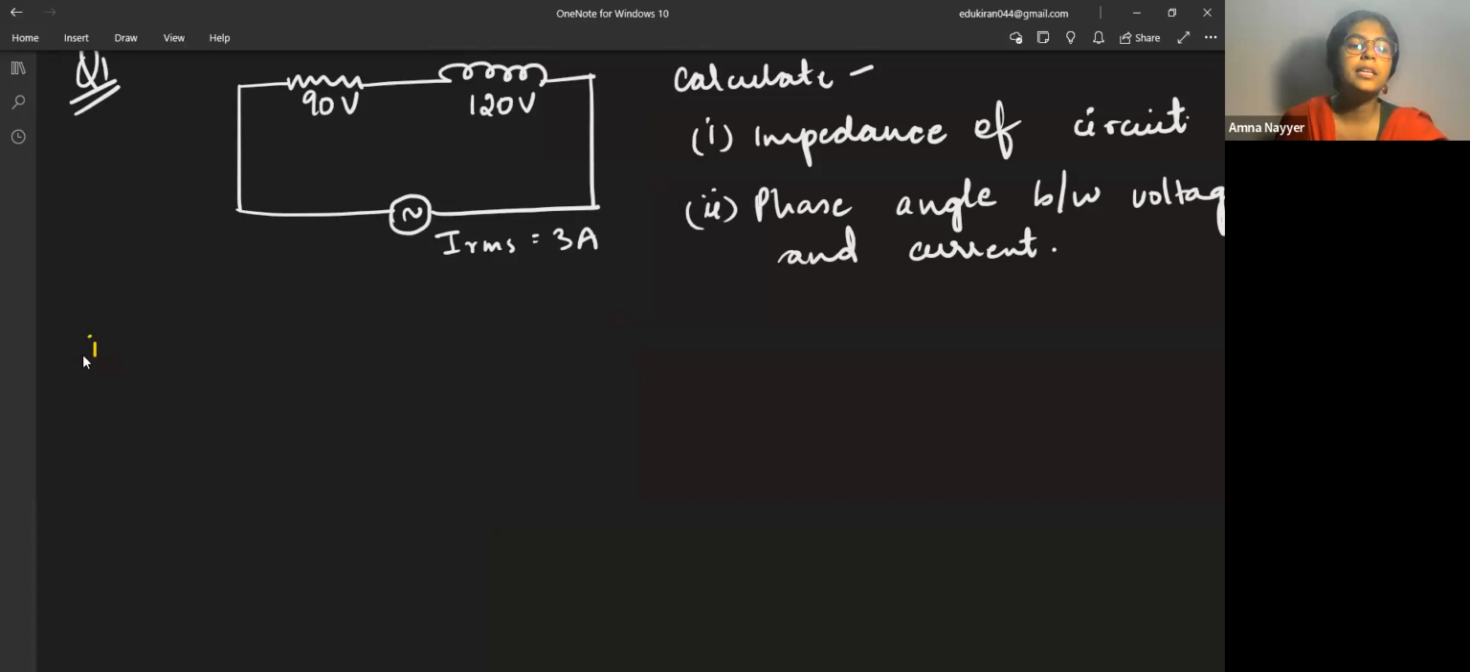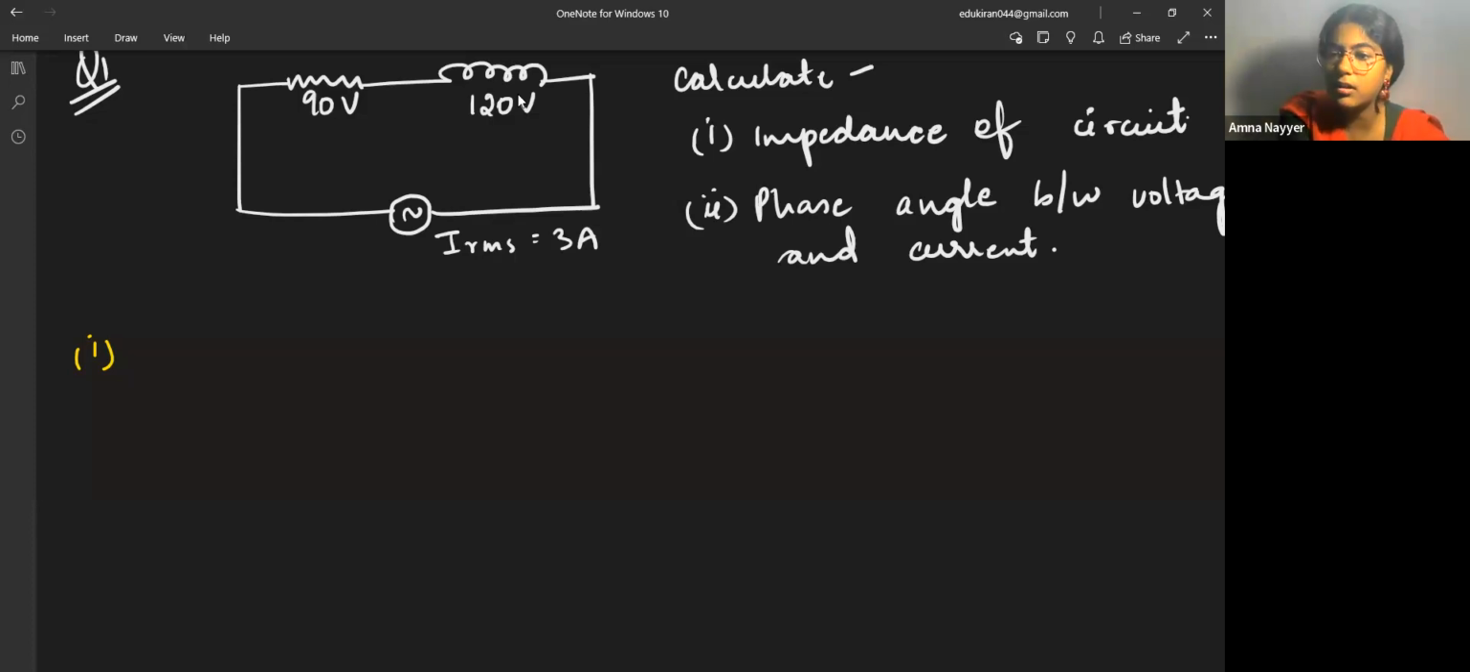See, for finding the impedance, firstly, we do not have the value of VRMS, right? We have IRMS with us, that is 3 amperes. What we do not have is the value of VRMS. So how can you find VRMS? Net voltage. I have one voltage as 90 volt. I have one voltage as 120 volt. Can I simply add them, 120 plus 90, to get the resultant?